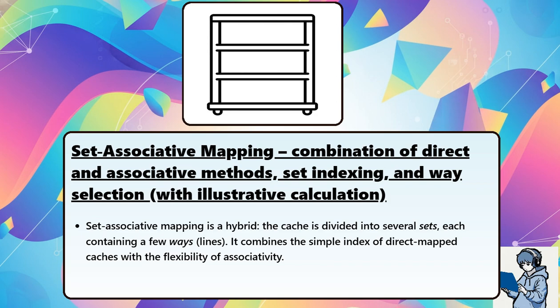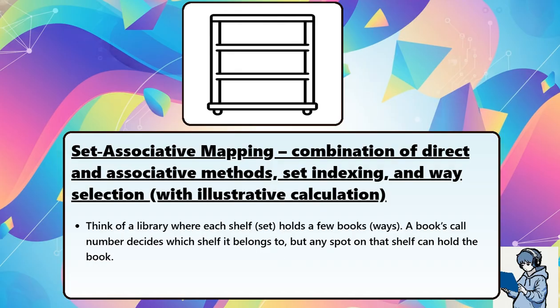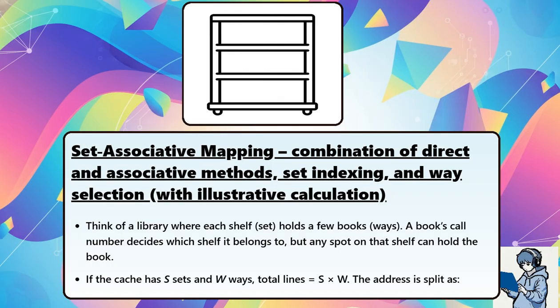The cache is divided into several sets, each containing a few ways. It combines the simple index of direct mapped caches with the flexibility of associativity. Think of a library where each shelf, or set, holds a few books, which are ways. A book's call number decides which shelf it belongs to, but any spot on that shelf can hold the book. If the cache has S sets and W ways, total lines equals S times W.